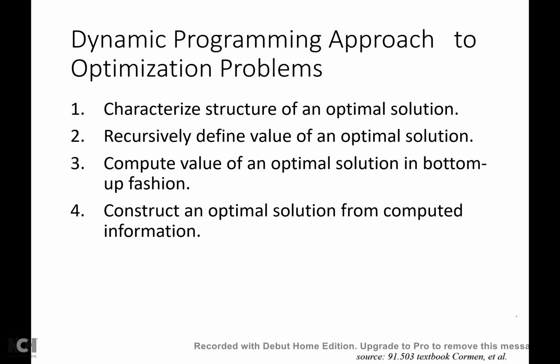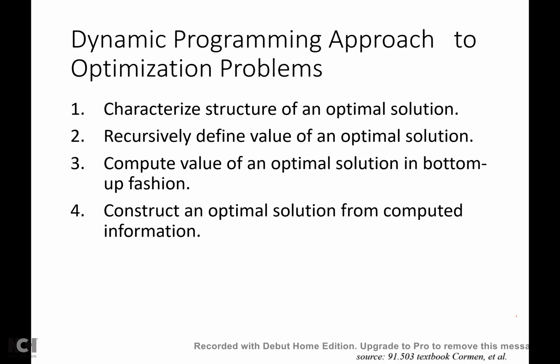The second step, we have to define the recursive function. We want to recursively define the value of an optimal solution. The third step, we have to compute the value of the optimal solution, typically in a bottom-up fashion. This corresponds to saving these results in the dynamic table. We fill this table from the bottom to the top. This we call bottom-up fashion.